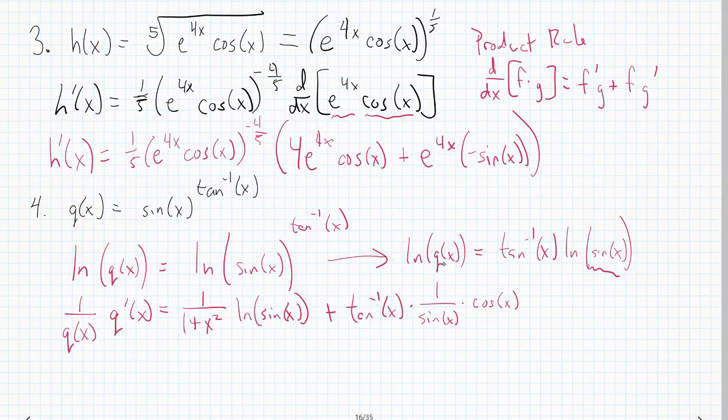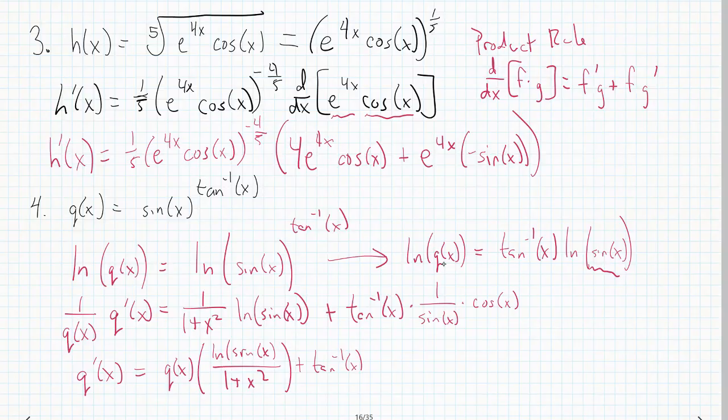Now, in order to solve for q prime of x, we need to multiply both sides by q of x. So q prime of x equals q of x times, notice we can rewrite that first part as just natural log of sine of x over 1 plus x squared. And then cosine over sine, so we have arctangent, meant to draw bigger parentheses here, times cosine over sine is cotangent of x. We can write that off. So what we get here is q prime of x.